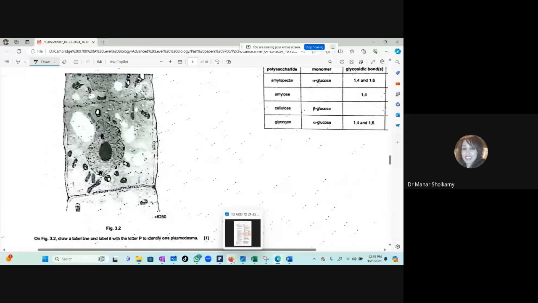Here, an electron micrograph shows a section through some root hair cells in an onion. Draw a label line and label it with the letter P to identify one plasmodesmata. The picture is not very clear, but the plasmodesmata is going to be, of course, one minute.